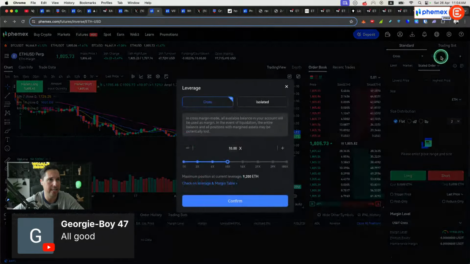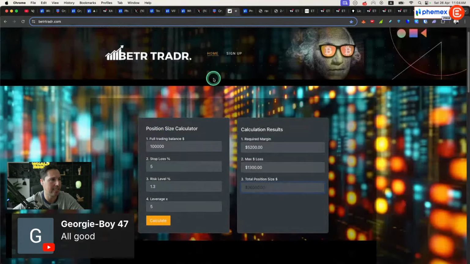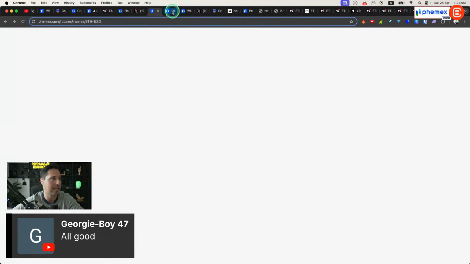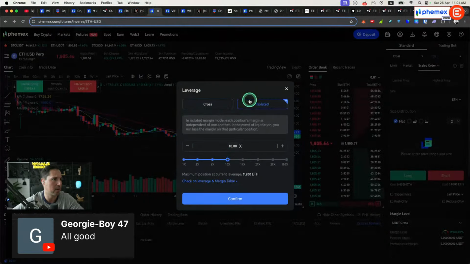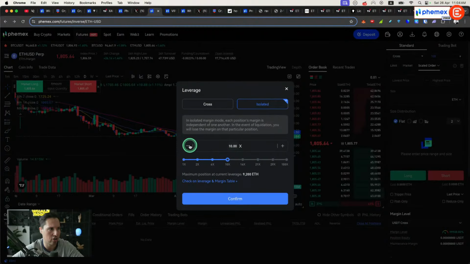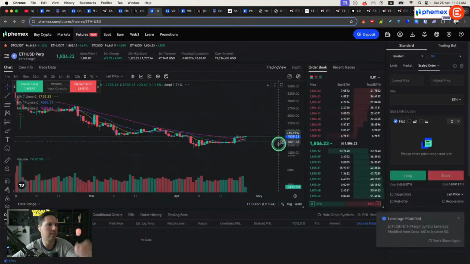My margin, I need to set it. Remember, we've already pre-calculated this using the position size calculator, and I told you I'm running on 5x leverage, right? So 5x leverage, and let's drop that down. I'm going to go into isolated because that means I don't jeopardize and risk the entire account. And we're going to drop this down. All right, 5, there we go. Let's confirm it.